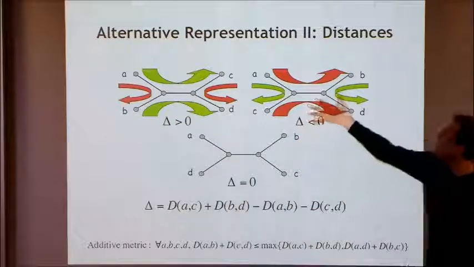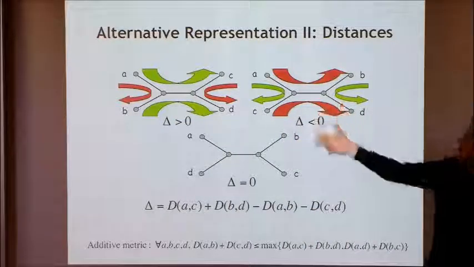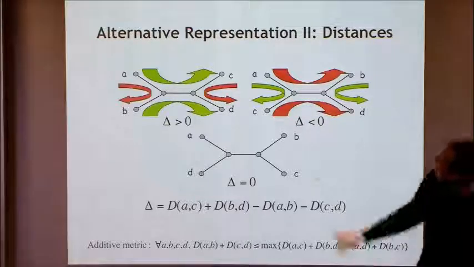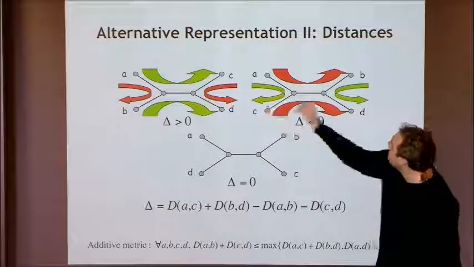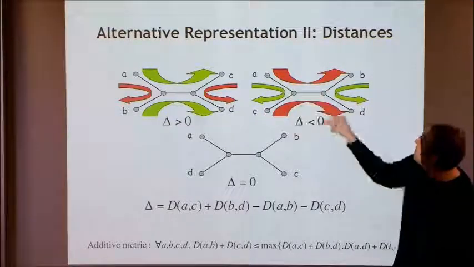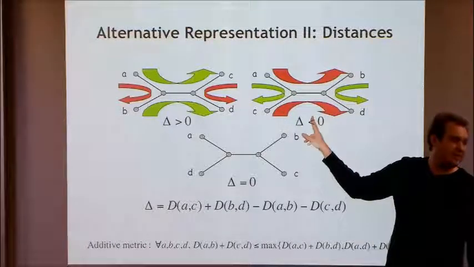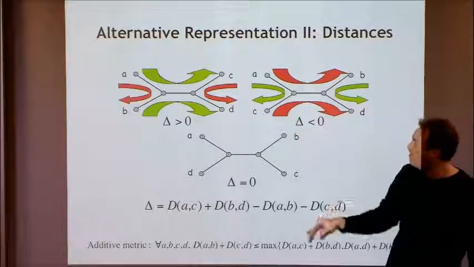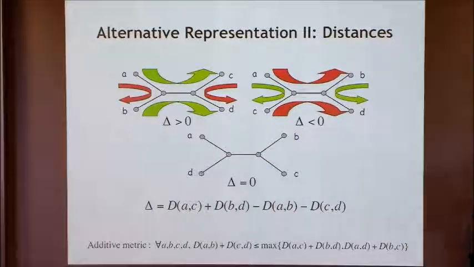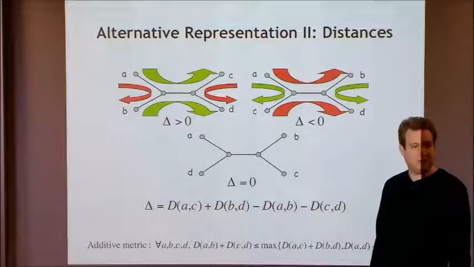If the true topology instead was this one, or the one that generated this additive metric was this one, then I'm going to get exactly the opposite, right? So AC plus BD and then minus AB minus CD, you do the cancellations again, and now you get minus twice the length of this middle edge. You get something negative, and you can convince yourself that if you do this over here, you're going to get zero. Okay, so if I give you an additive metric on four leaves, in principle, you can figure out which one of these topologies you're looking at.